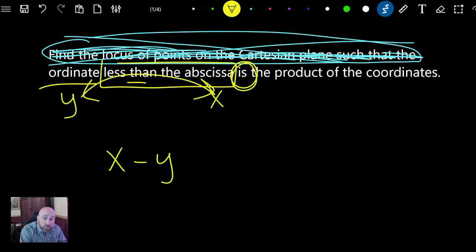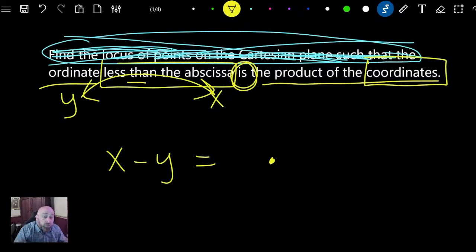There's our magic word: the product of the coordinates. What is the product of the coordinates? The product of the coordinates is, what's the product? Multiply, so we're going to have multiplication. What are the coordinates? We don't know what they are, so it's just x and y.